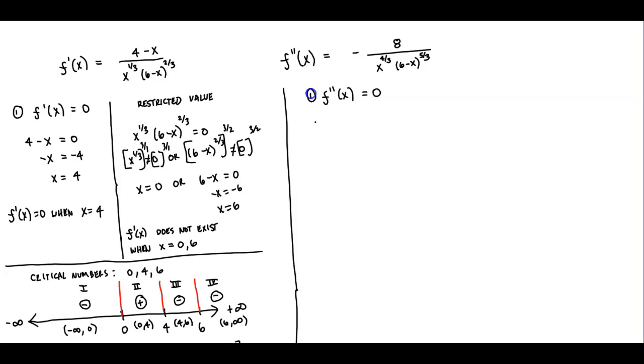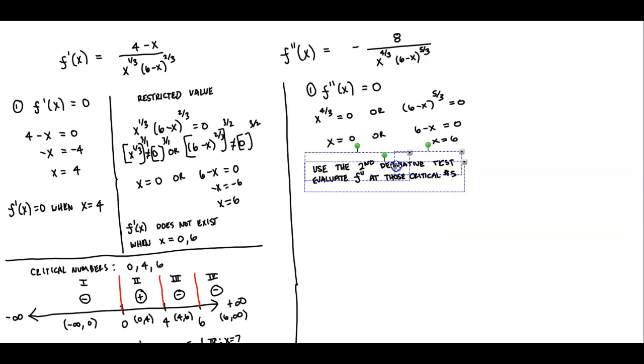We know that we have x to the 4/3, which is equal to 0, or 6 minus x to the 5/3, which is equal to 0. So x is going to equal 0 here, and over here this becomes 6 minus x, which is equal to 0, and therefore x is going to equal 6.